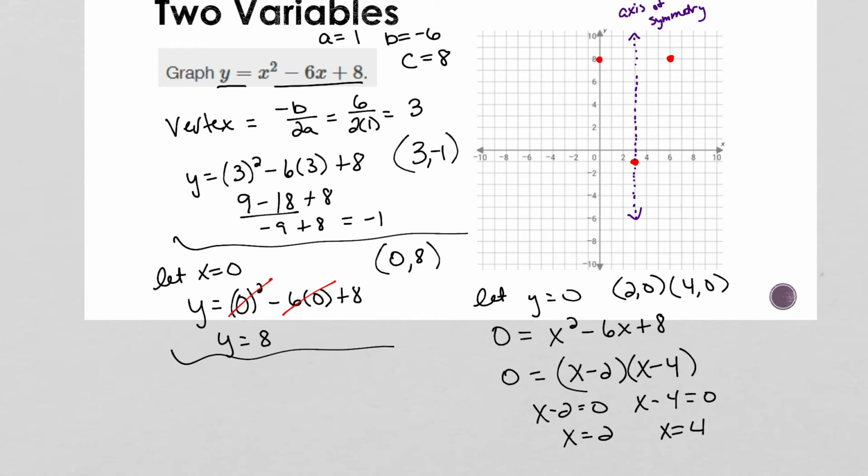Okay. So let's see here. (2, 0) is right here. (4, 0) is right here. Thank goodness, because if that wasn't exactly equidistant away from the axis of symmetry, I would have been really nervous. Okay, I would have known that I did some math wrong here.